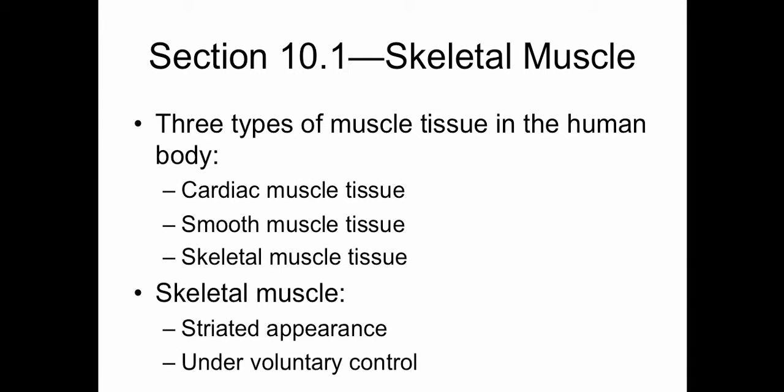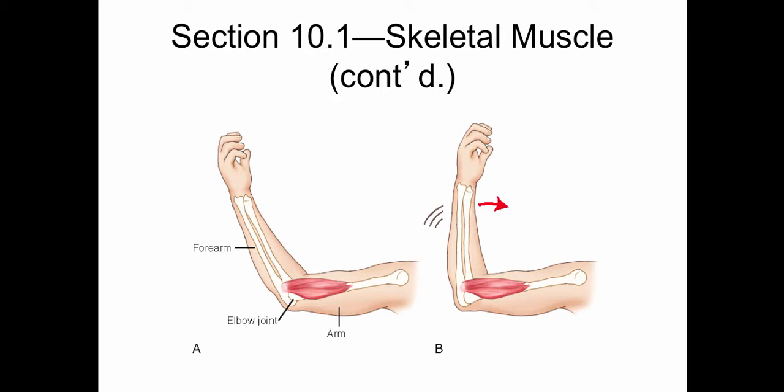There are three types of muscle tissue in the human body: cardiac muscle tissue, smooth muscle tissue, and skeletal muscle tissue. Skeletal muscle is striated in appearance and it is under voluntary control. This illustration really shows the big picture of muscle contraction. In B, the muscle has contracted and shortened, pulling the bones of the forearm toward the arm.